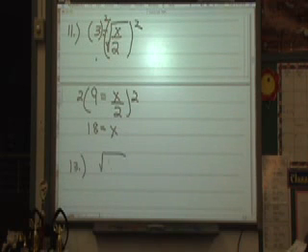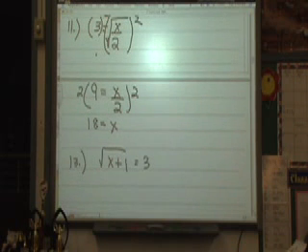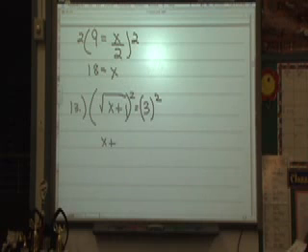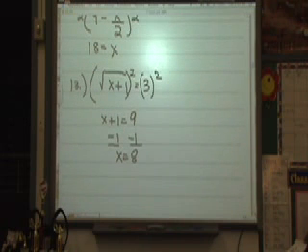13, the square root of x plus 1 equals 3. The radicand is by itself, it's isolated. Square both sides. And we have x plus 1 equals 9. Solve for x. Subtract 1. x equals 8. Substitute it back in. The square root of 9 makes 3.